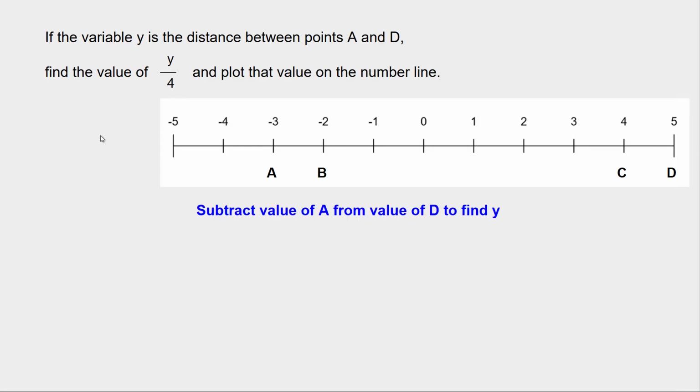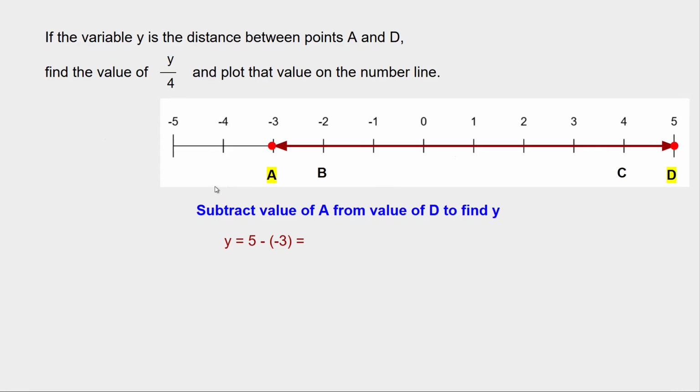We want to subtract the value of A from the value of D in order to find Y. And that will always be true of a number line. If we're trying to find the distance between 2 points, in this case, point A and point D, we will start with the number the furthest to the right, and we will subtract the number the furthest to the left. That will give us the distance between those 2 points.